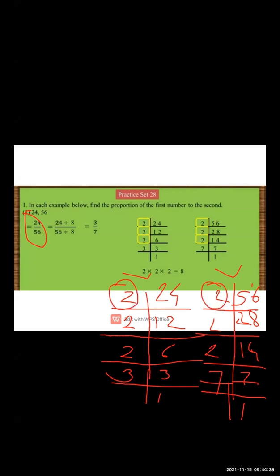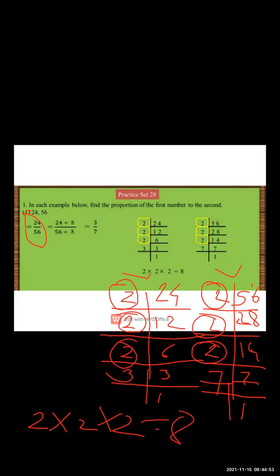2 2 multiplied by 2. So what answer did we get? 2 2s are 4, 4 2s are 8. Here we got 8, it means we will divide it by 8. So here we will divide it by 8.